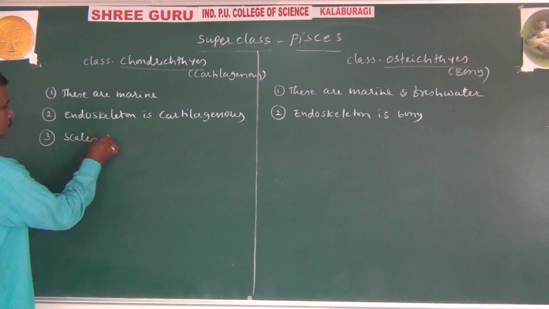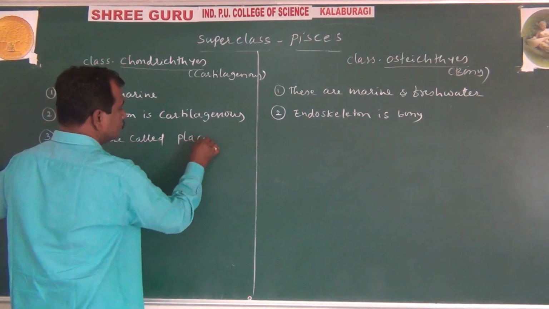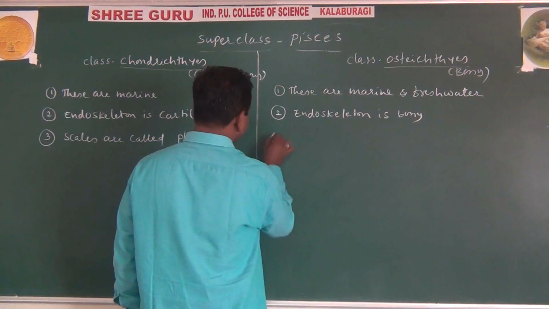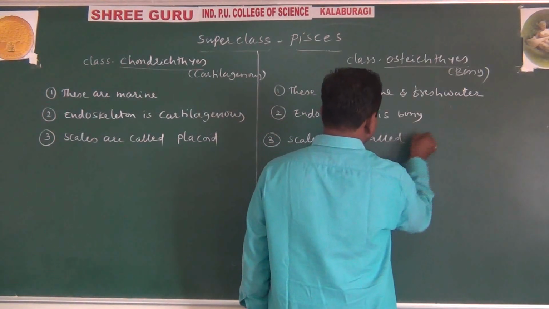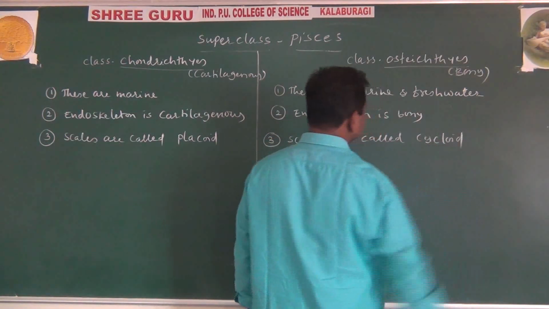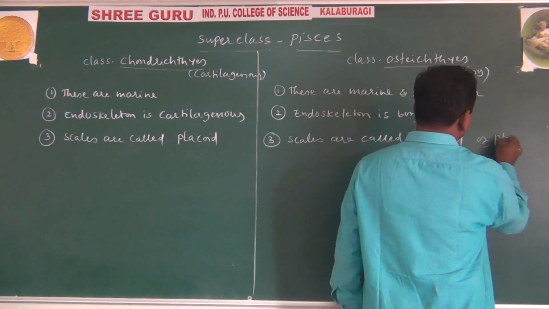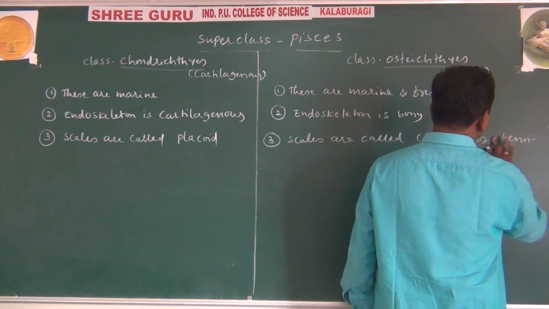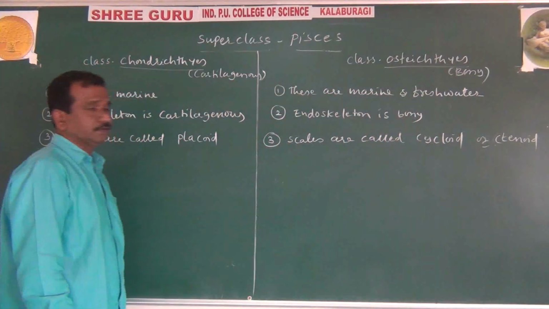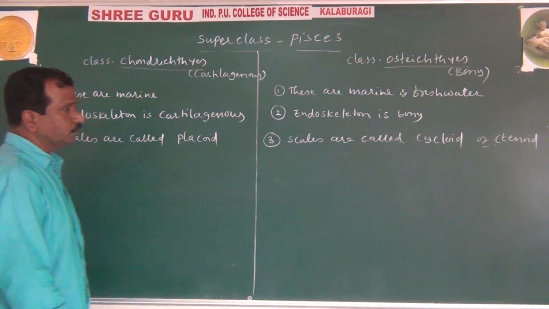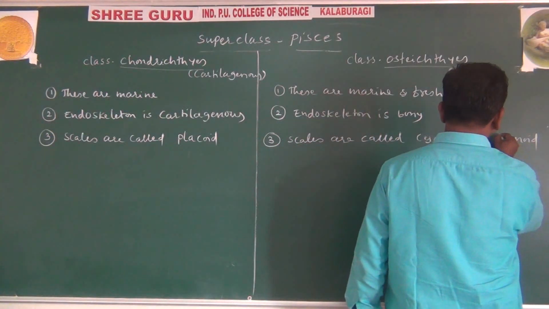Now third one, scales are called placoid. In the other, scales are called cycloid, or ctenoid. Scales are called placoid, ctenoid. The C is silent. That's what we are saying, ctenoid.